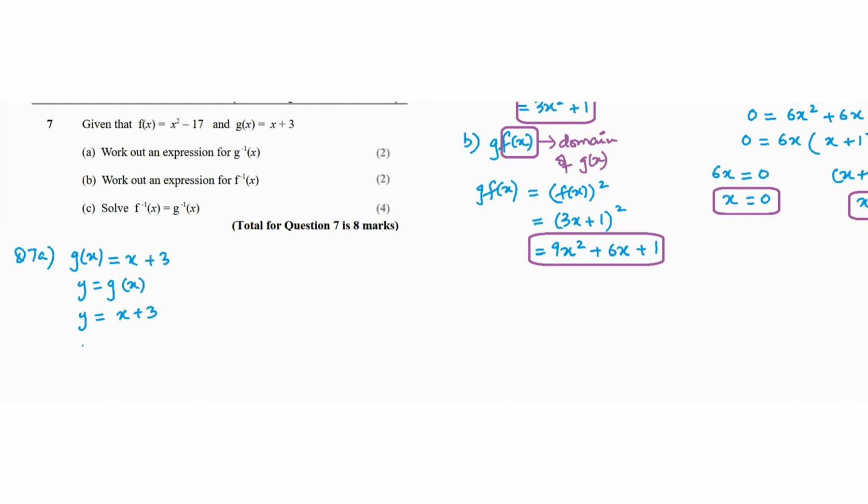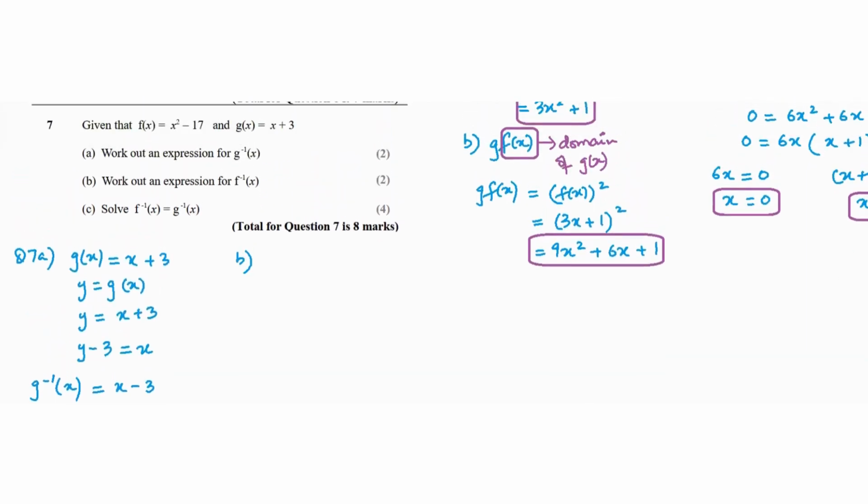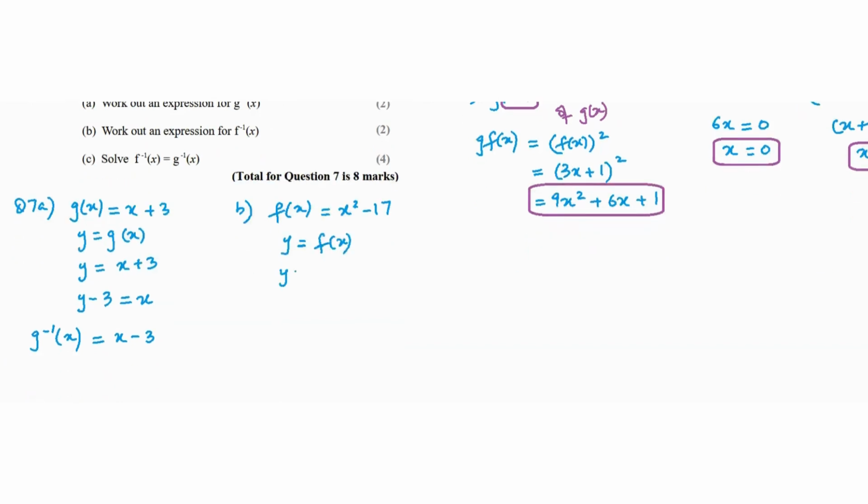Then we make x the subject of the equation. So y minus 3 equals x. So g inverse x would be x minus 3. Now for part B, we find the inverse of f. So f of x is given as x squared minus 17. So y equals f of x, that's the first step, which means y equals x squared minus 17.